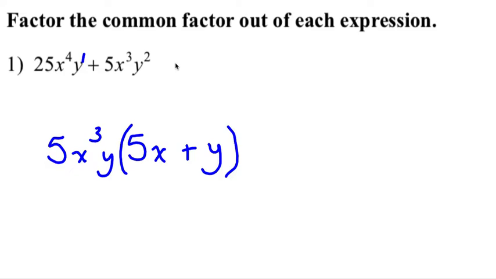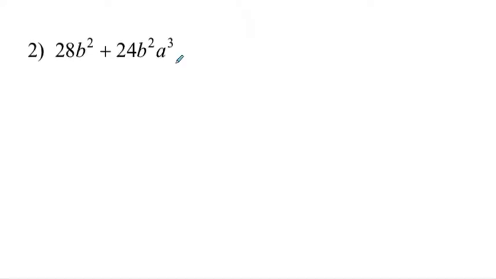All right, there's the first one, factoring out the GCF. One more of these. So 28 and 24. What's the biggest number I can divide out of both of those? And that is a 4. So then I go on to my variables. Let's start with b. I have b squareds in both of these, so the smallest power is a 2.